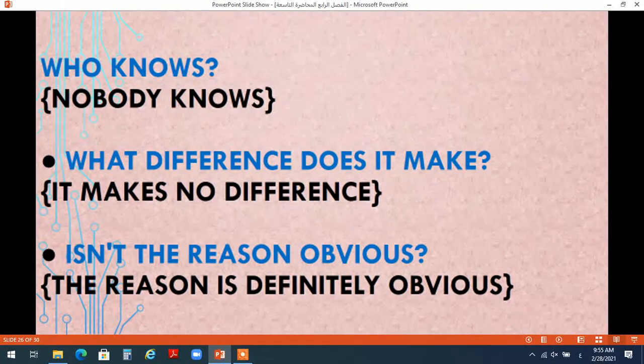Now, if we say, for example, who knows? This means that nobody knows. If you say, what difference does it make? It means it makes no difference. Isn't the reason obvious? When you use this as a rhetorical question, this means that the reason is definitely very obvious.